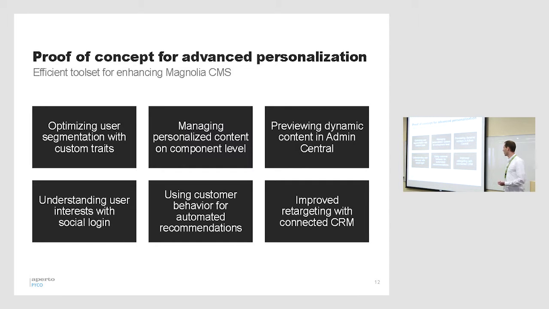Then we want to understand the user interest with a social login. Social login already provides a lot of information about the user profile which is up to date and accurate, and we fetch this information to provide dynamic content. We also want to understand the user behavior and then deliver automatic content recommendation. And finally, we improve the retargeting with a connected CRM. So we push all the collected data of a user into a CRM, combine all this information and deliver much more relevant content.